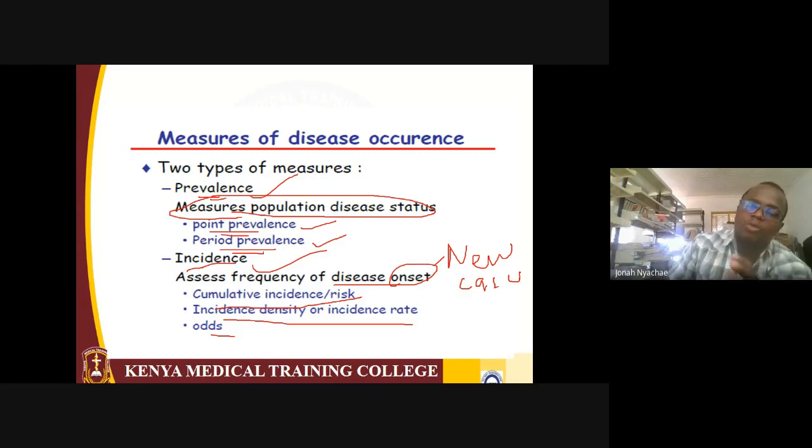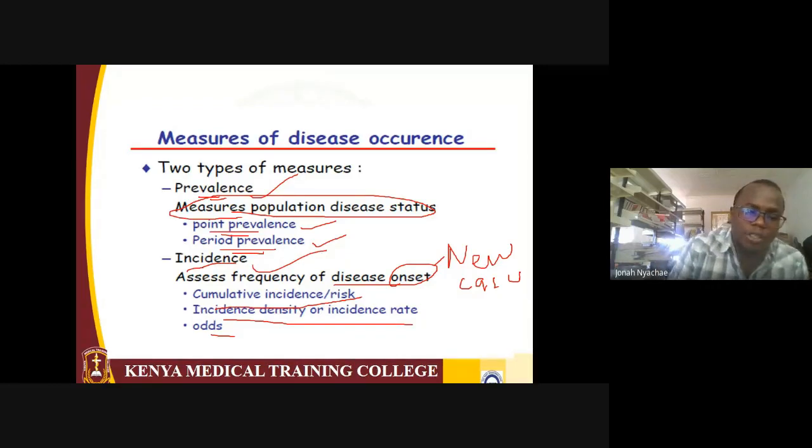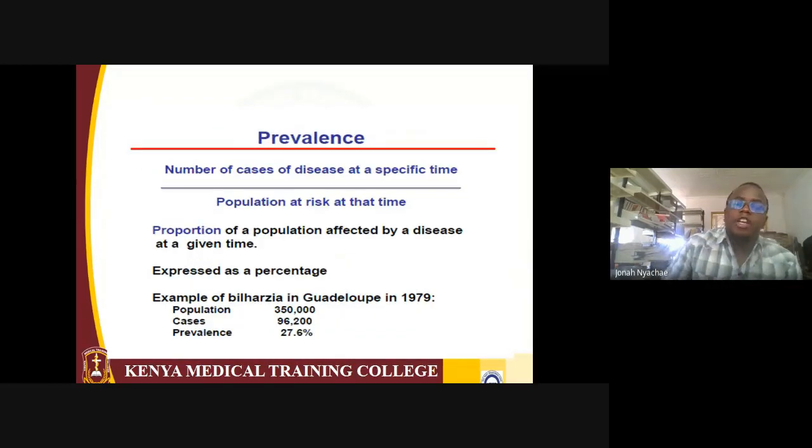Under prevalence, which is the measure of population disease status, we can measure the point prevalence, that is at the particular time that we meet these people, and the period prevalence, which takes place after some time. And then in incidence, which is the number or the frequency of new cases, we are measuring cumulative incidence, and we're also measuring the incidence density or incidence rate, as well as the odds. So let's go to prevalence.